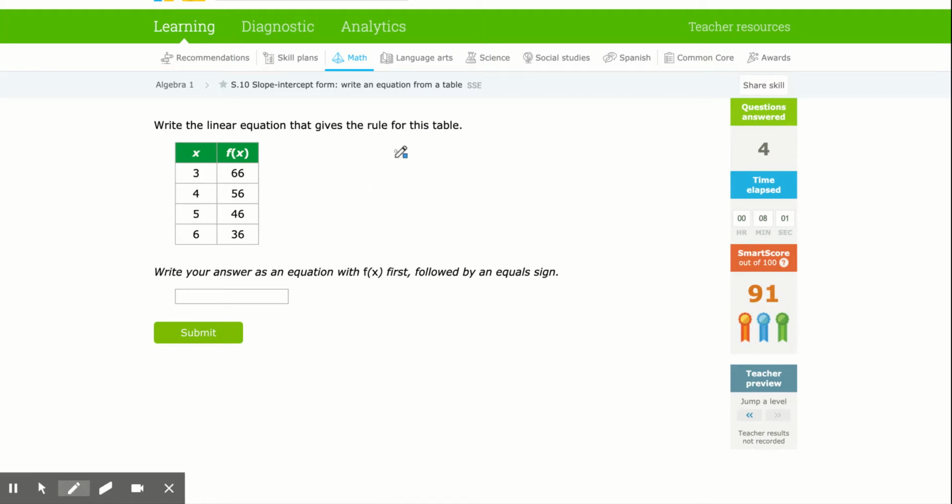First thing I'm going to do is I'm going to do 56 minus 66 over, seems like they keep making this difference in x 1. I really wish it wasn't always 1, and it might not always be 1, so be careful. Make sure you always find the difference in the x values as well, so it won't always be 1. Negative 10 over 1 is 56 minus 66, negative 10, so I know my slope is negative 10.